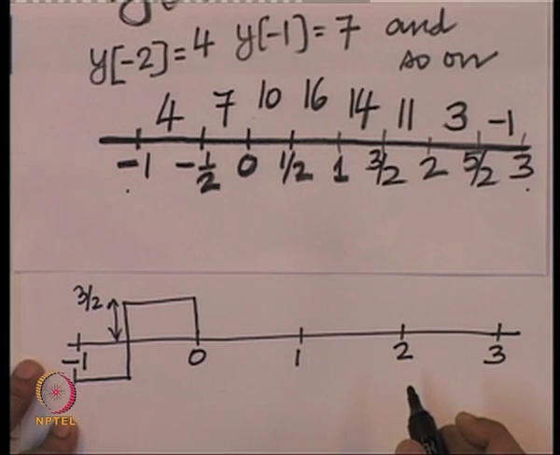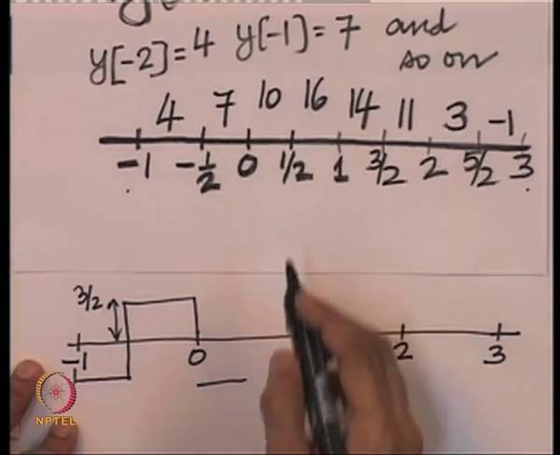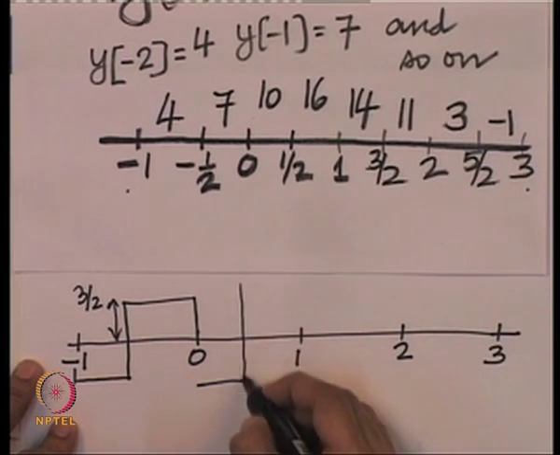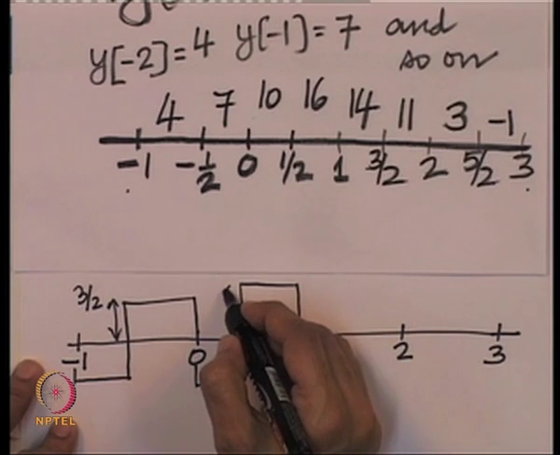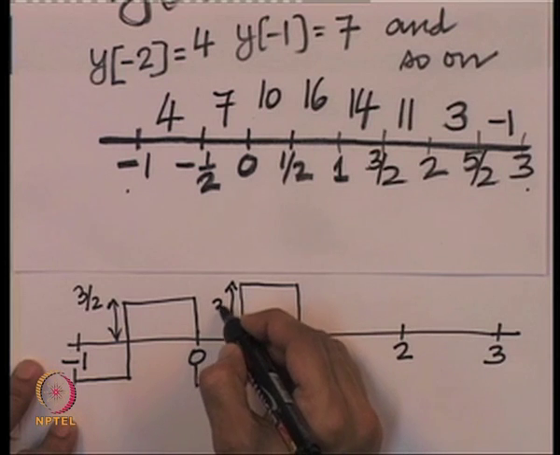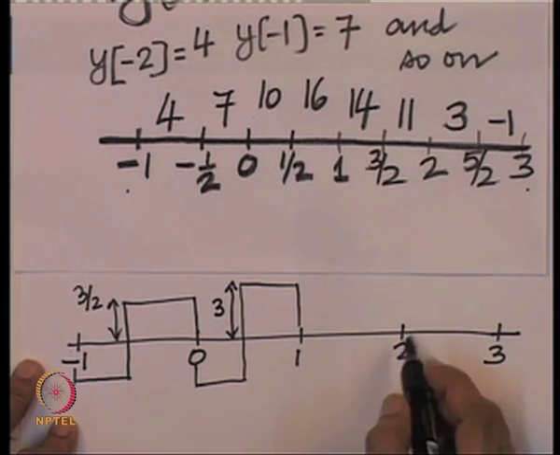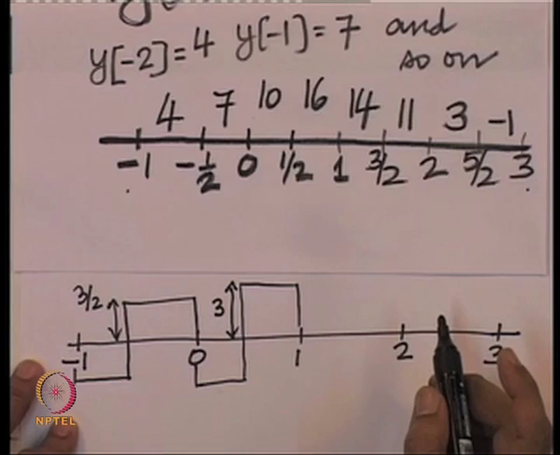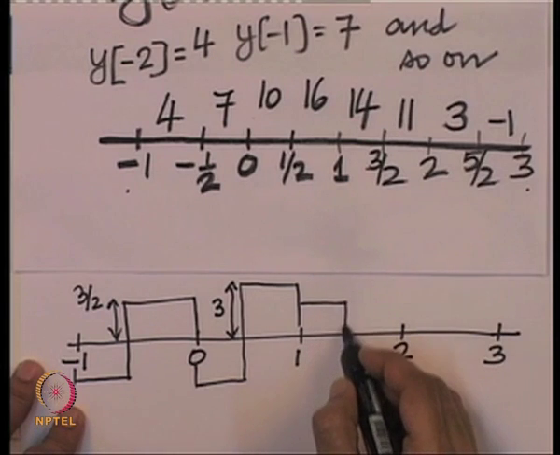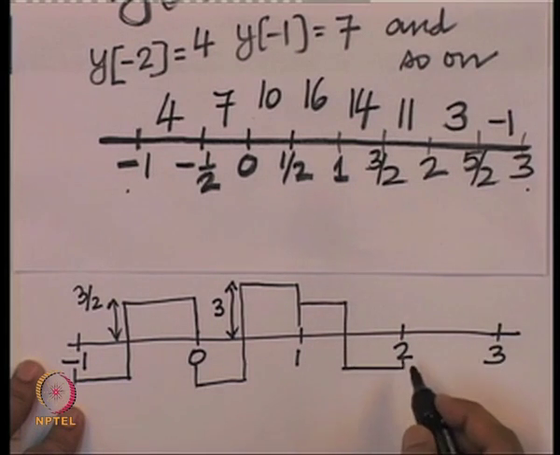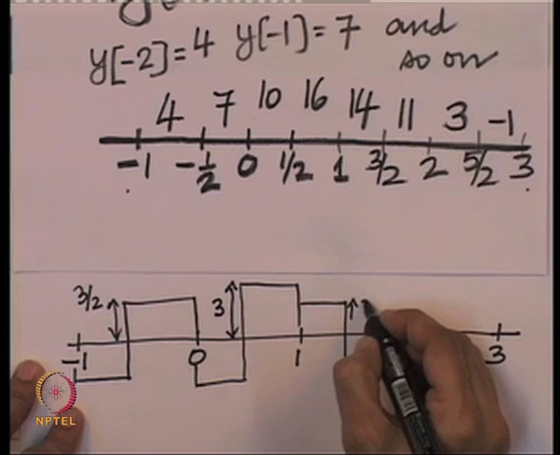Between 0 and 1, it is again going to have a negative sign, and the height is going to be 10 minus 16 by 2, that is 6 by 2. So, of course, I am not drawing this to scale, I am just drawing it to be indicative. This height would be 3. Here, between 1 and 2, you would have 14 minus 11 by 2, that is 3 by 2, but with a positive sign. So, you would have a multiple of psi t placed in this unit interval with a height of 3 by 2.